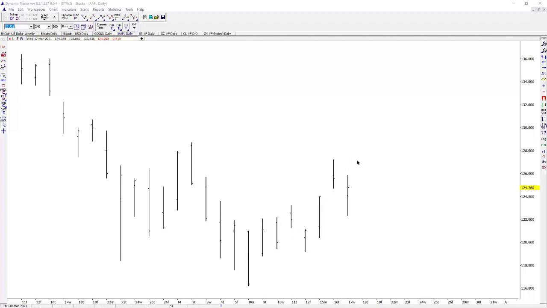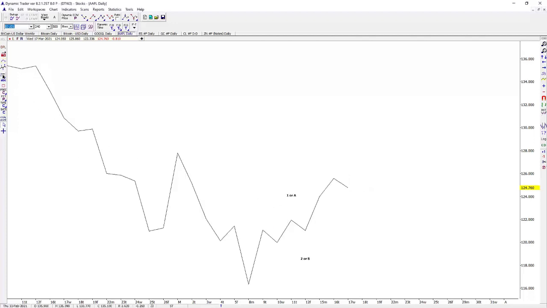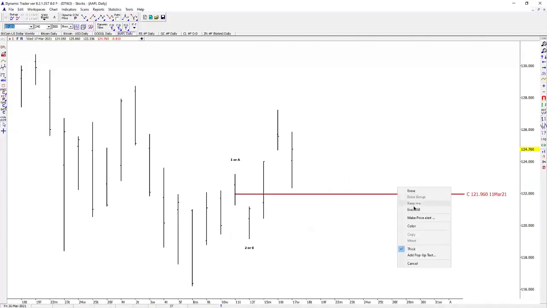Is this market making the beginnings of a bull trend, or is this going to be a corrective rally? We don't have to make that judgment. Here's what we can do. Draw a horizontal line across the close of the 1 or A, and of course I would make it a price alert also if we're actually trading this market.